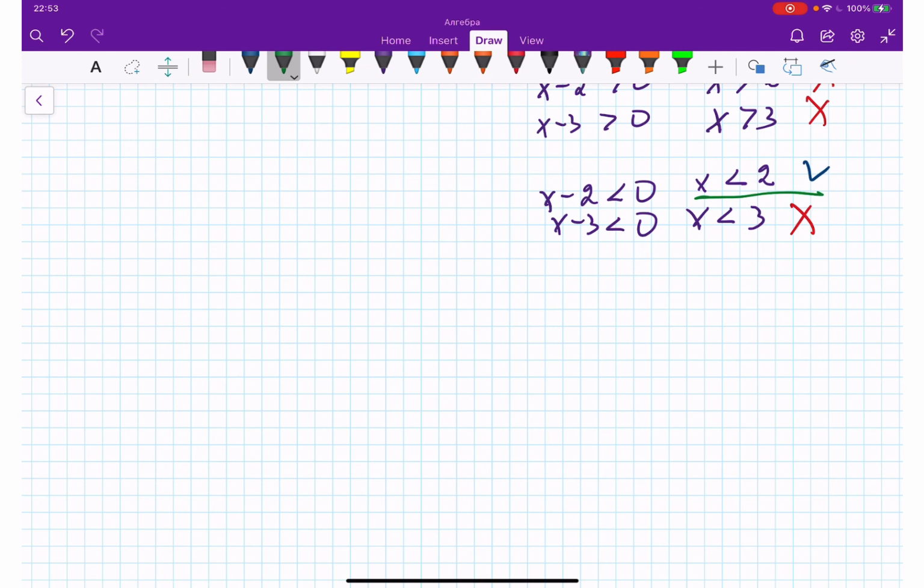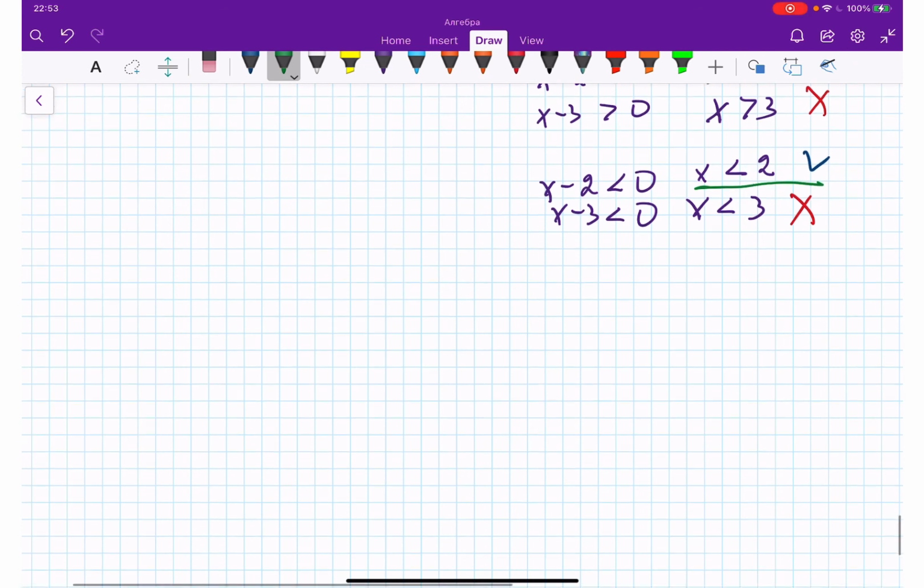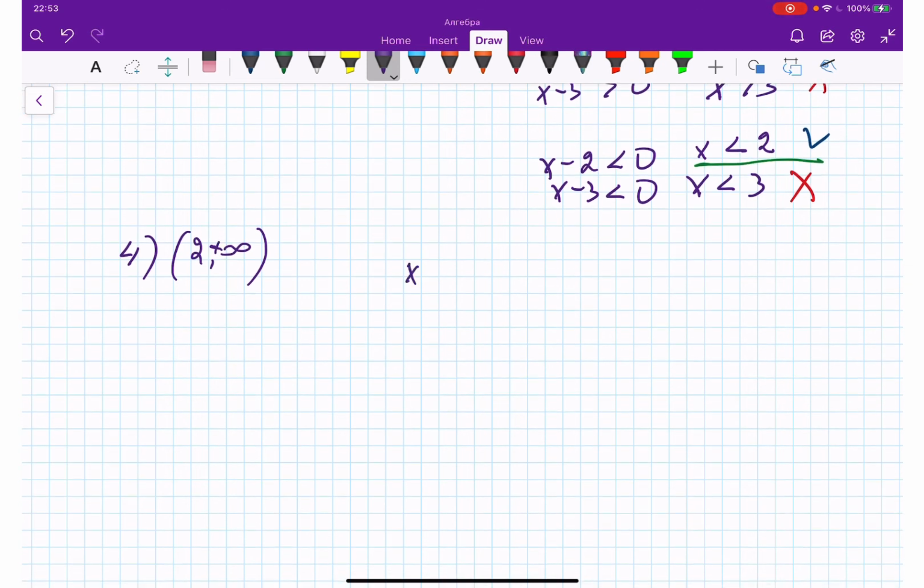And let's move to the fourth case, where we are going to have between 2 and positive infinity. This is going to be parentheses, and plus infinity is parentheses anyway. Okay, so x squared plus 3x plus 2 minus 3x and 2x plus 1. Let's see what we get.